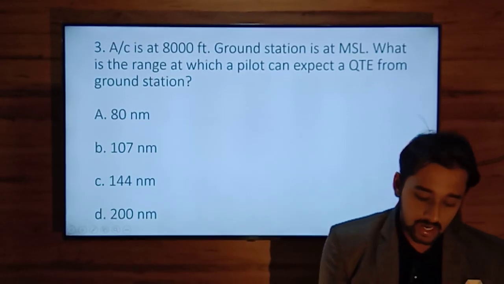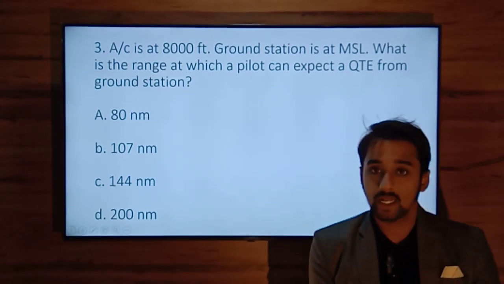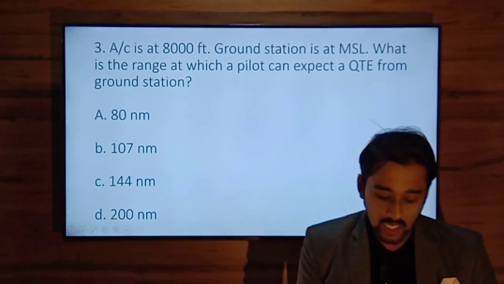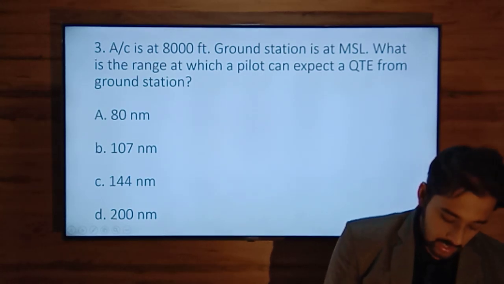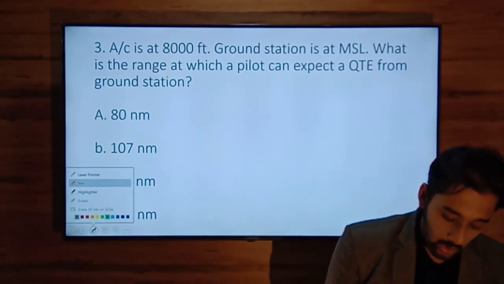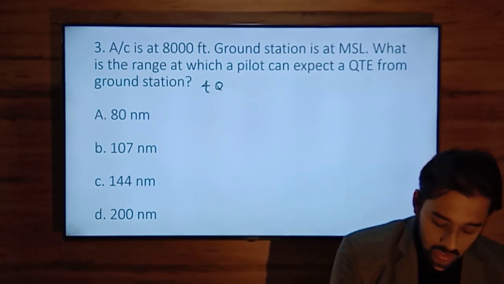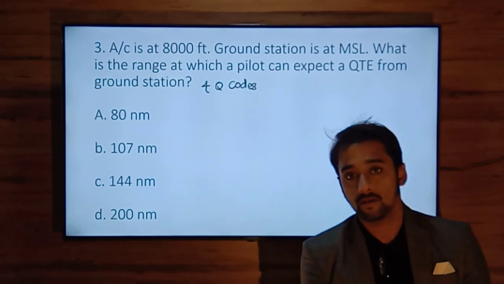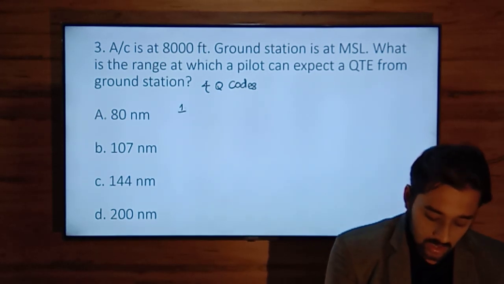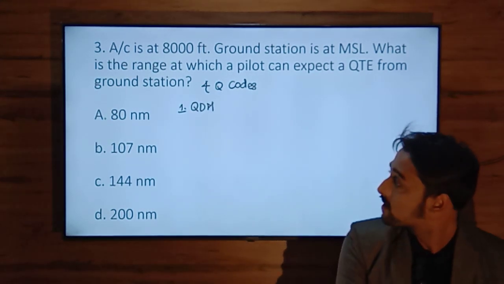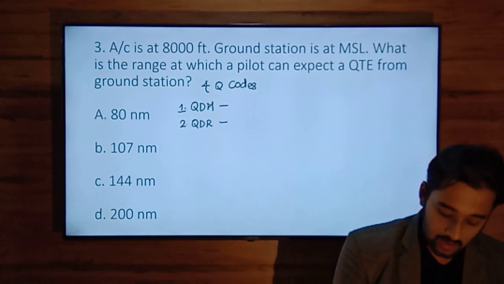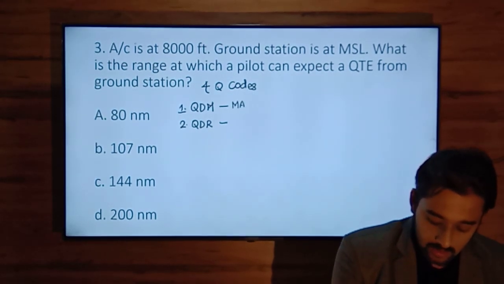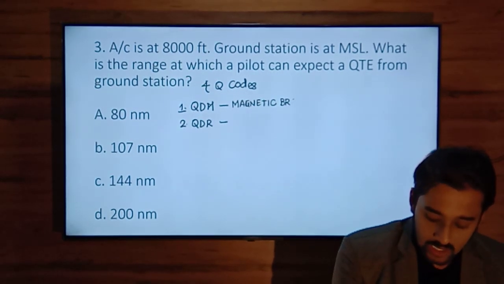Question number 3. Aircraft is at 8,000 feet. Ground station is at mean sea level or ground level. What is the range at which a pilot can expect a QTE from the ground station? So, in the VDF chapter, actually, there are 4 Q codes for direction finding. So, first one is QDM. Second one is QDR. So, QDM is magnetic bearing to the station.